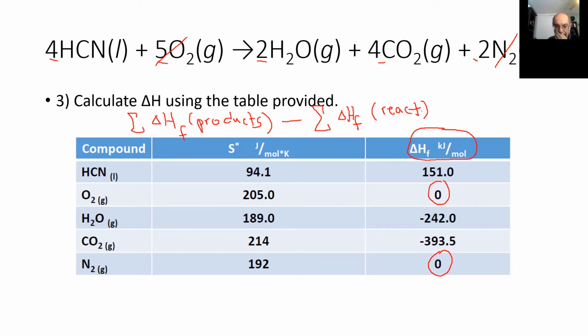All right, I'm going to let you guys do that. I'm not going to work it out. At this point it just becomes a math problem.